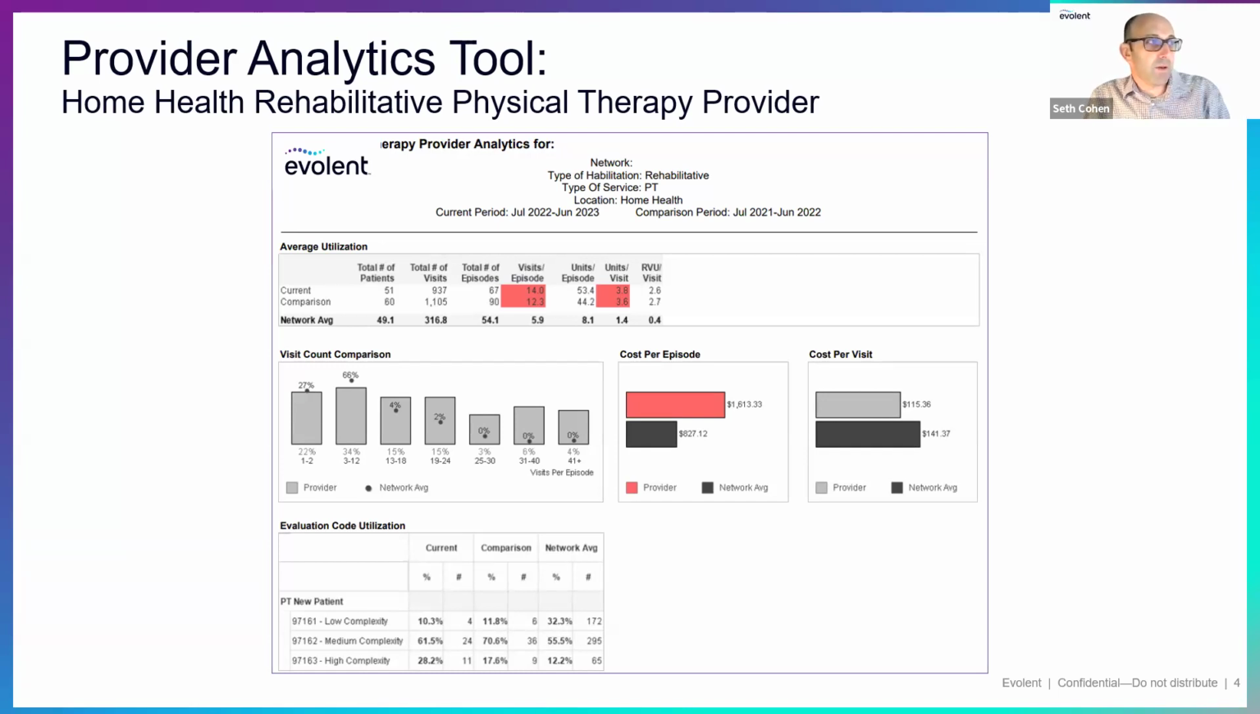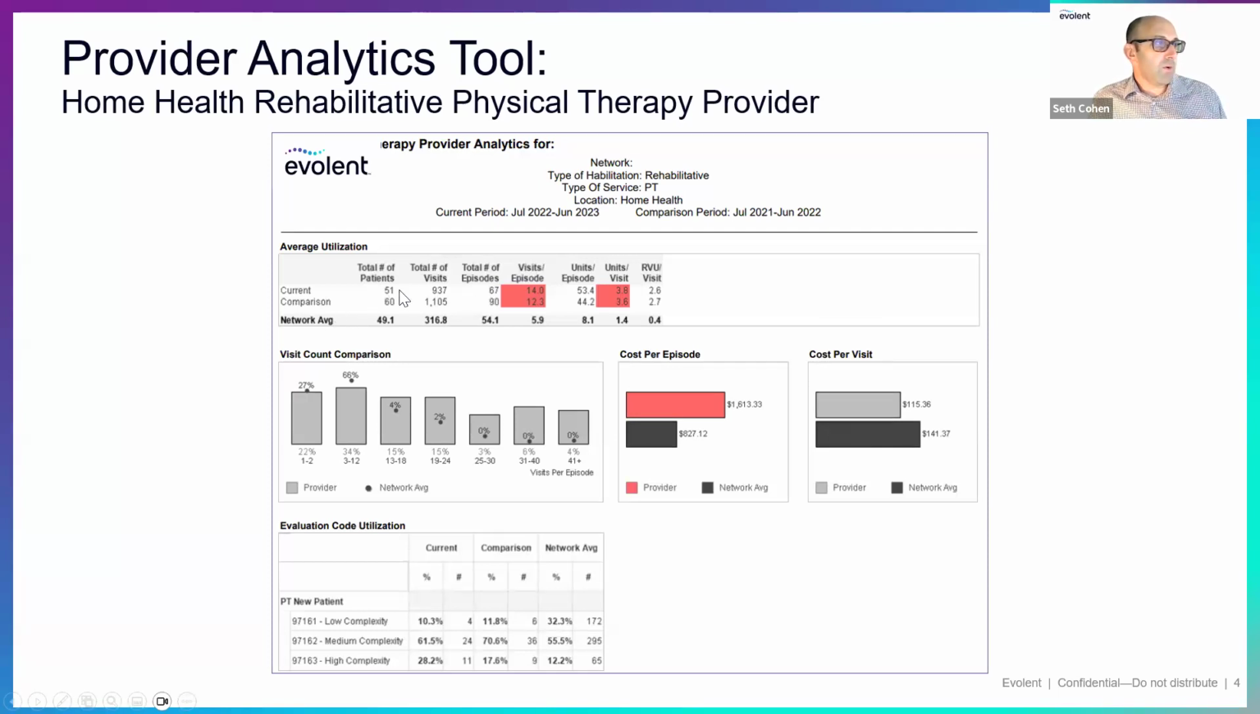Andrew did mention the 2 years of claims data that we do look at. For this particular example, we're looking at data from July of 2020 through June of 2023, and then a comparison period that's just 1 year prior to that. The reason that we're looking at the 2 years worth of data is we want providers to see how were they before, how are they looking now, and then we want them to see how do they compare to the network average for the current period. And that's what you're seeing here under the average utilization.